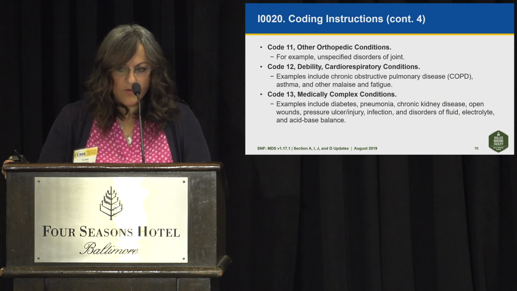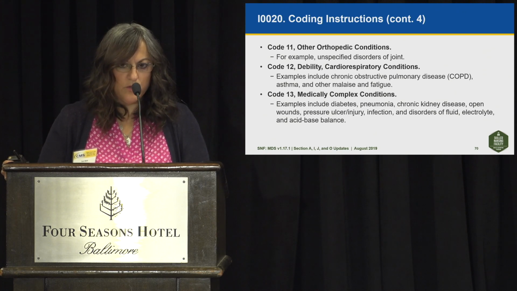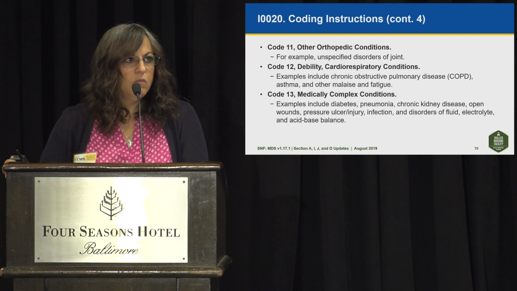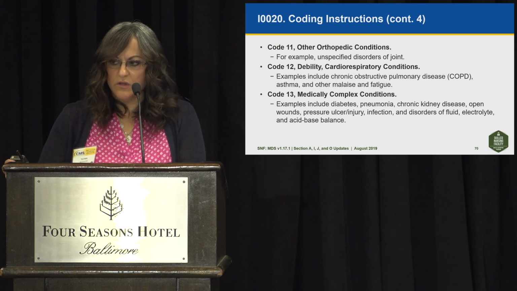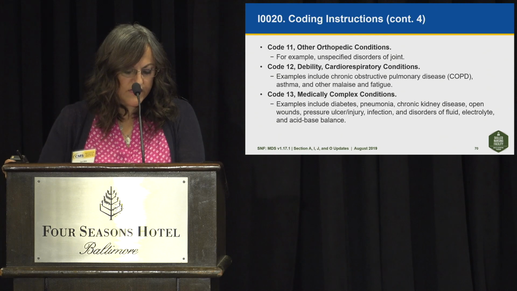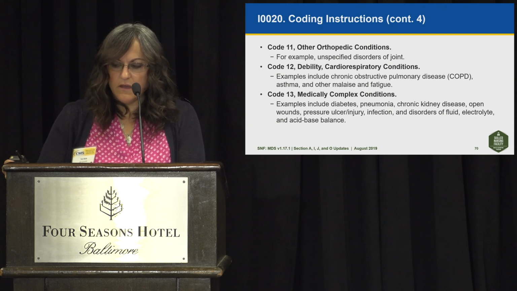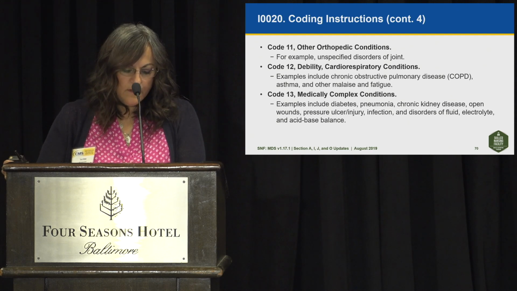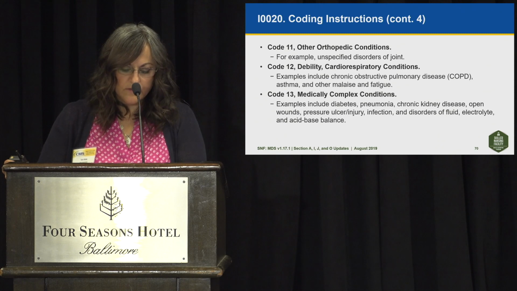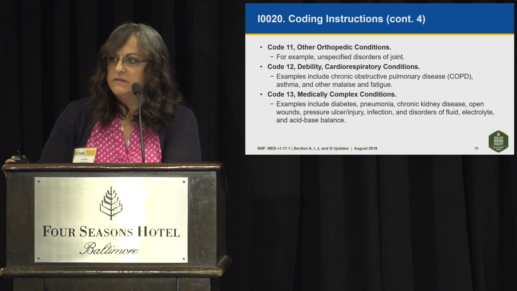We did have a question come in about what category you would choose for a circulatory surgery or digestive surgery. And for circulatory, you would code 12. That would be under debility, cardiorespiratory conditions. And for digestive, you would code that under 13, medically complex.